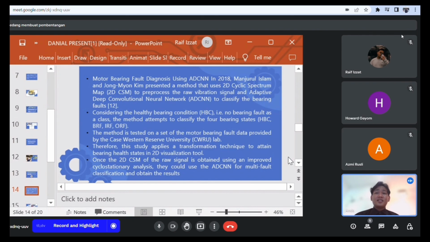Therefore, this study applies a transformation technique to train the bearing health state in 2D visualization tools. Once the 2D CSM of the raw signal is obtained using improved simultaneous analysis, they could use the ADCNN for multi-fault classification to obtain the result. Next.